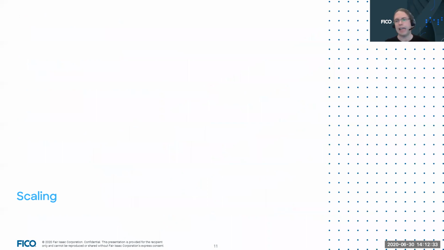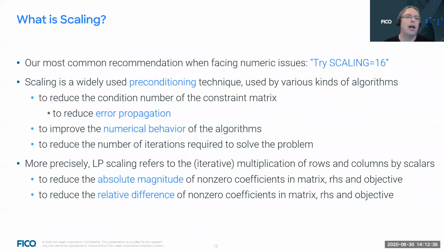Entering scaling. Our most common recommendation when our users are facing numerical issues is to try scaling equals 16, which is an option that will enable a scaling method called Curtis-Reid scaling.